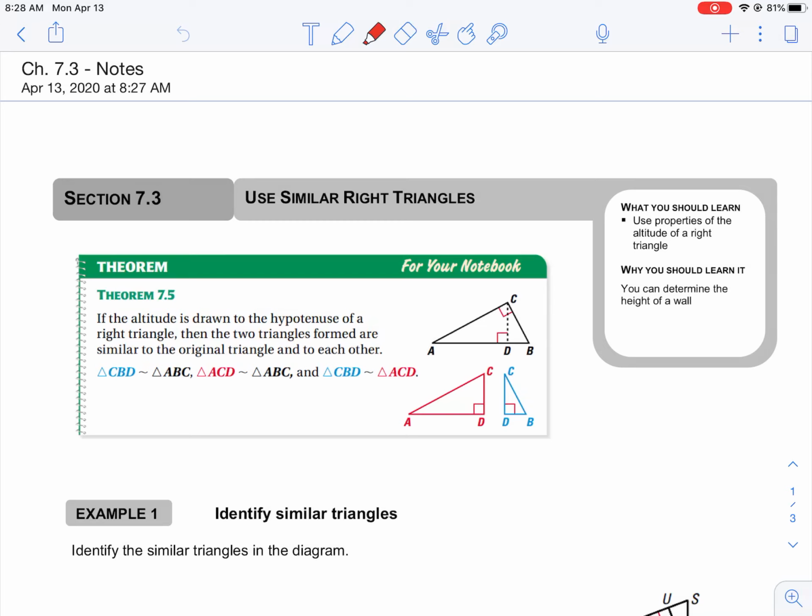So the triangles we're talking about here, first of all we're drawing from our right angle down to the hypotenuse, the longest side, okay? And then we have three triangles. We have this triangle, we have this little triangle, and then of course we have the original triangle. And what this theorem says is that if you do this, where you draw straight from the right angle to the hypotenuse, you've created these three similar triangles.